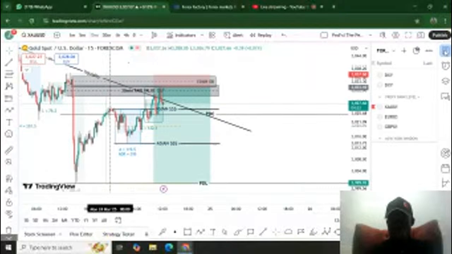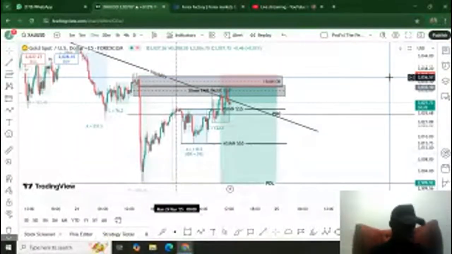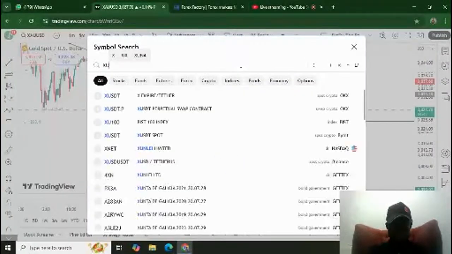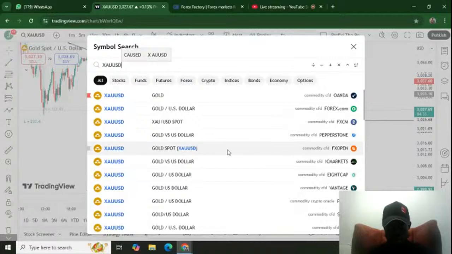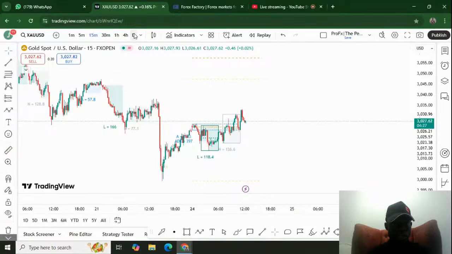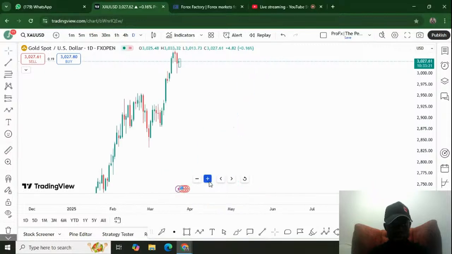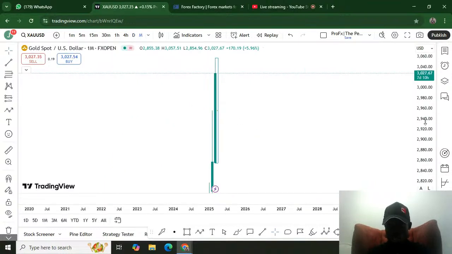So now let's go into proper backtesting. Let's start from the beginning of this month. Let's see if we can cover from the beginning of this month.